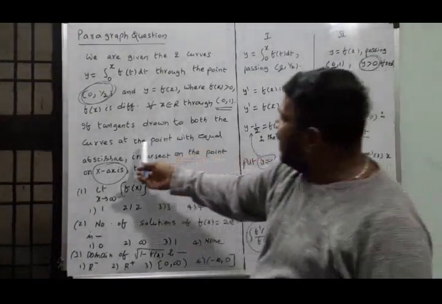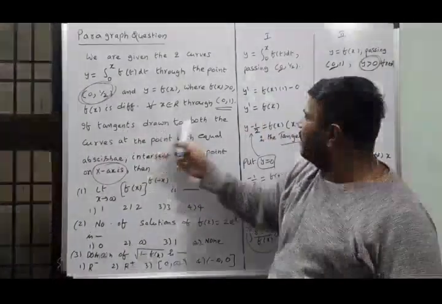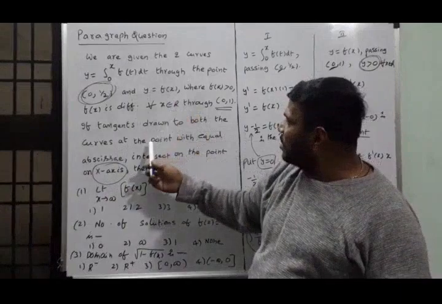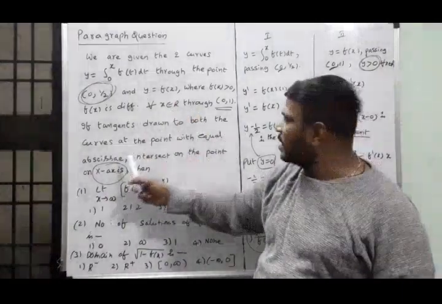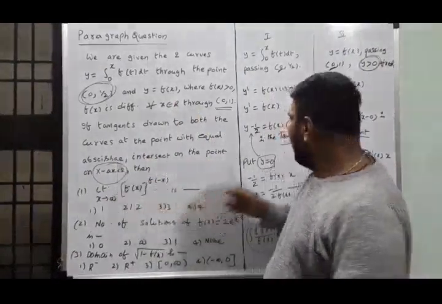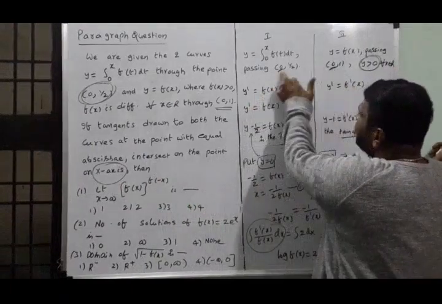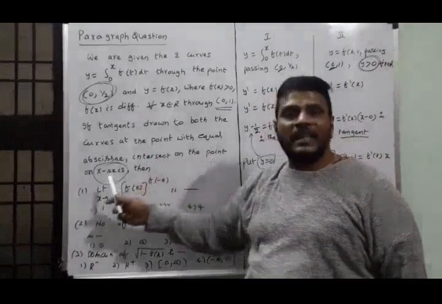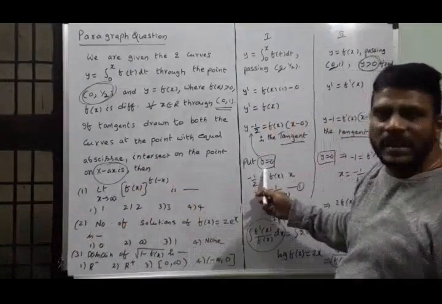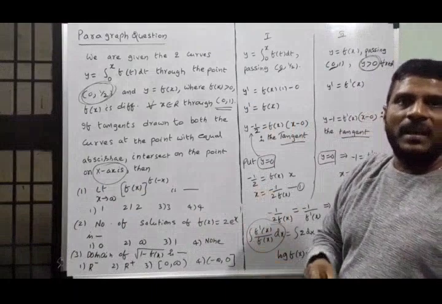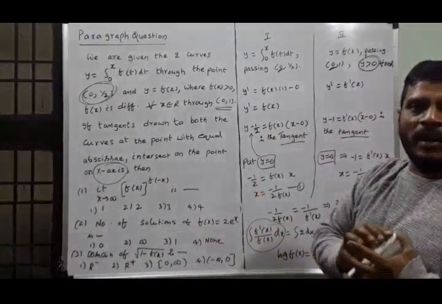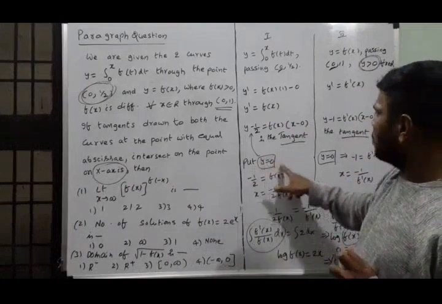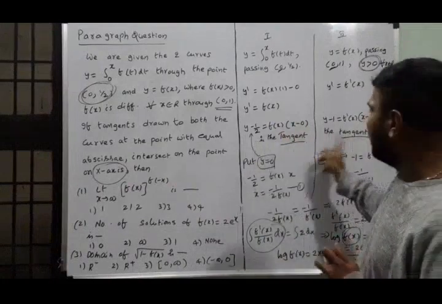Next, these two tangents drawn to the given two curves at the points whose abscissas are equal, so abscissas should be equal, intersect on a point on the x-axis. On the x-axis, the y coordinate is 0. All of you know that. On the x-axis, the y coordinate of any point is 0. So take y as 0 and substitute it in the given two tangent equations.